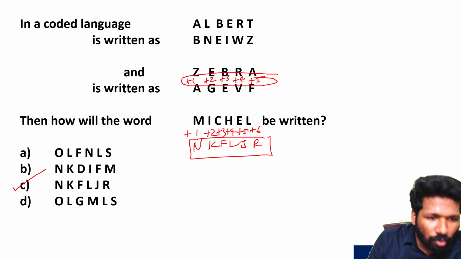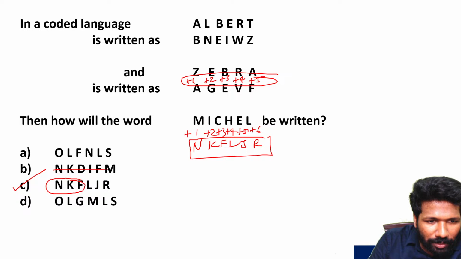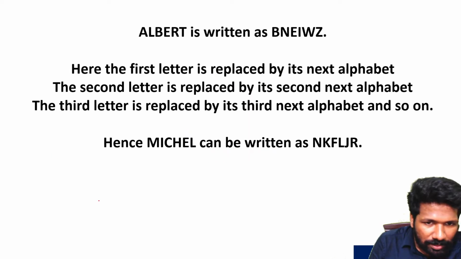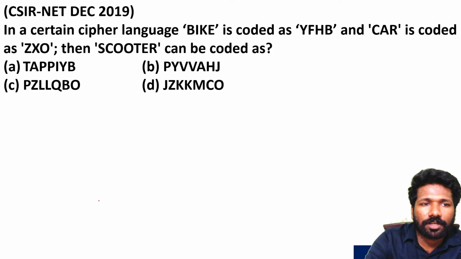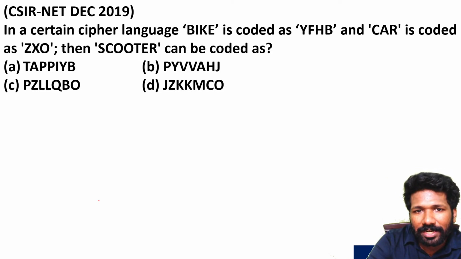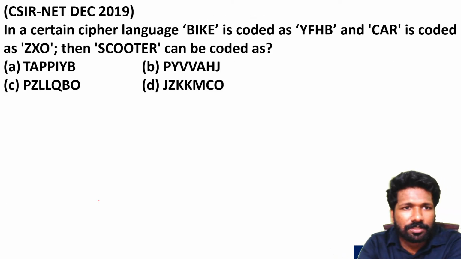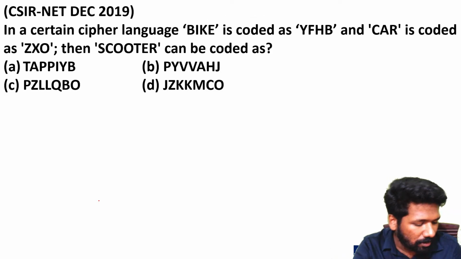Option C. Yeah, you can definitely use elimination. When you see NKF itself, no other option has NKF in it. There you can stop right away. So adding successive numbers 1, 2, 3, 4, etc. was the coding done there. All of you clear? Then look at this question, a 2019 December question.